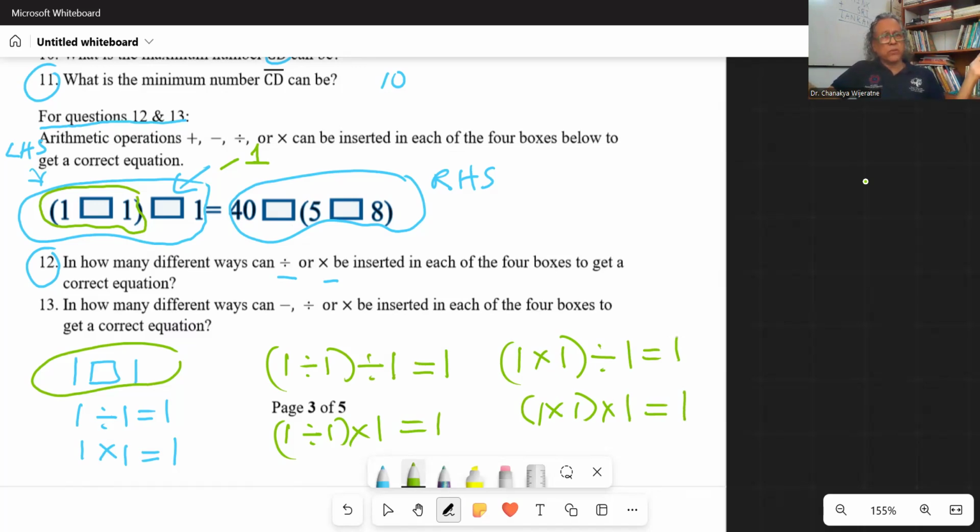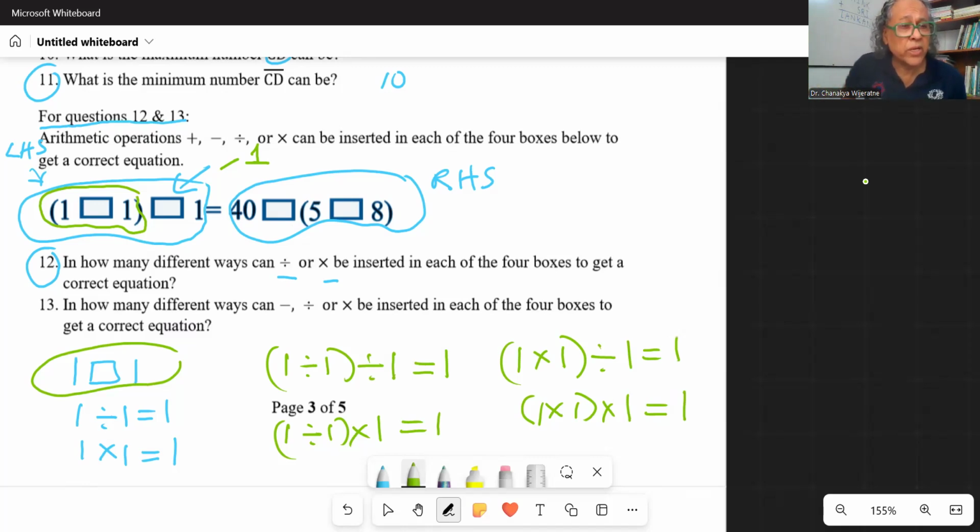So 40 box, and then in parentheses, that means that we have to do that first. What is in the parentheses? 5 box 8. 5 divided by 8, you don't want to think about it, right? It's a fraction. You don't like fractions. And then 5 times 8 is 40. 40, here we can see how we can get 1, right?